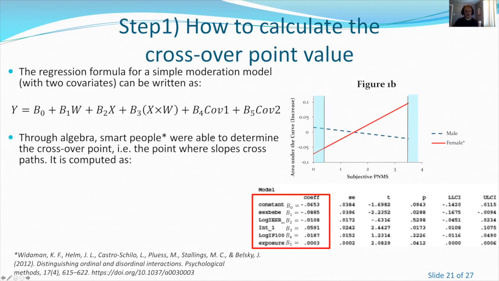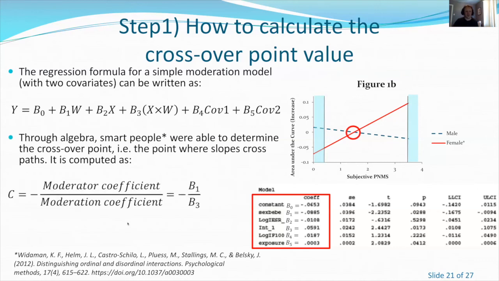So through algebra, there are those wise and smart people who were able to determine the crossover point. Basically, from this formula, they were able to find at which point those two slopes crossed over. So it is, yeah, right there.